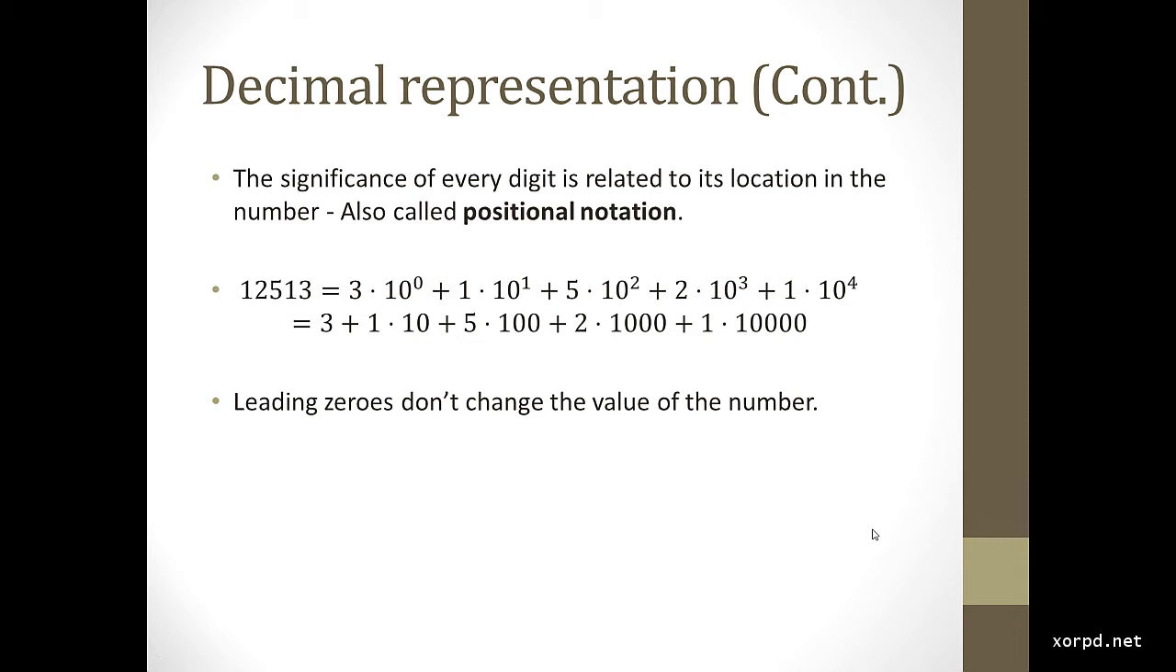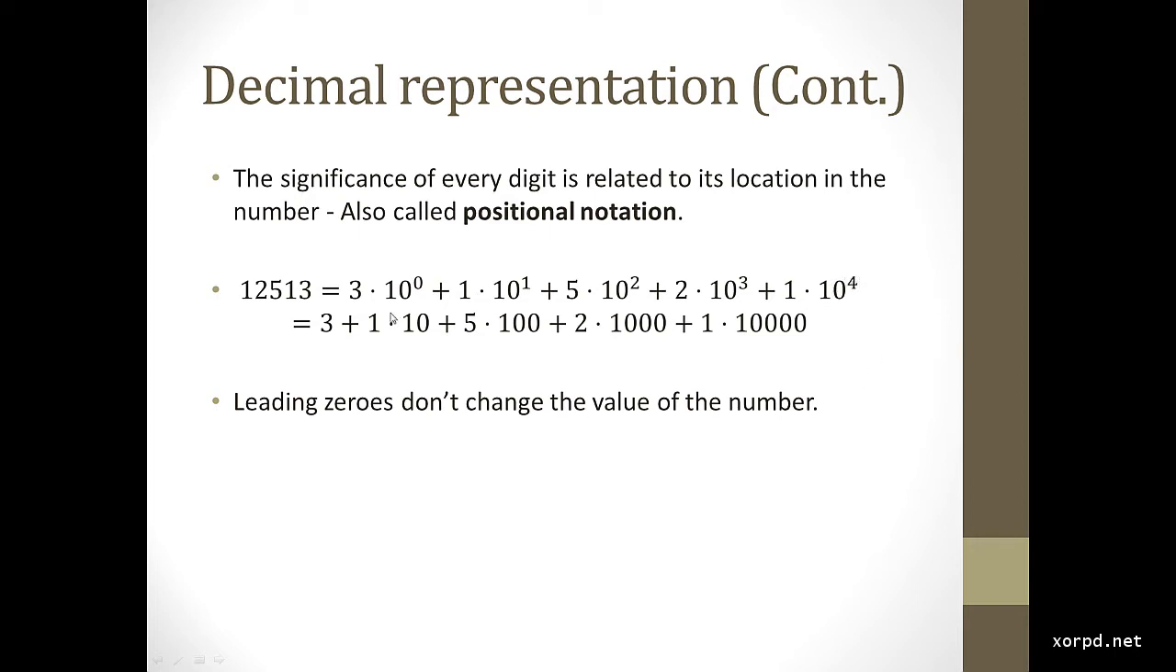The significance of every digit inside a number in base 10 is related to its location in the number. This idea is also called positional notation. As an example, if we have this number 12,513, this number actually equals 3 times 10 to the power of 0 plus 1 times 10 to the power of 1 plus 5 times 10 to the power of 2 plus 2 times 10 to the power of 3 plus 1 times 10 to the power of 4.